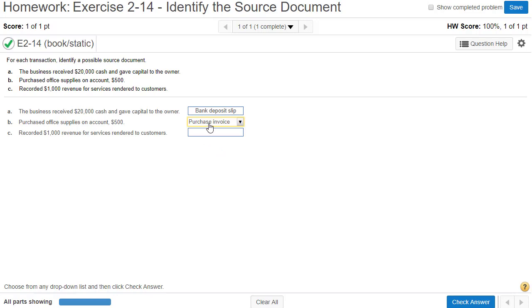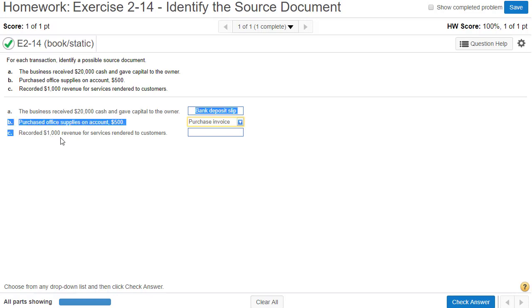So when we purchase something, the vendor would give us an invoice showing us what we bought and what the price is. So the accountant or the bookkeeper would take that invoice and enter it into our accounting system.